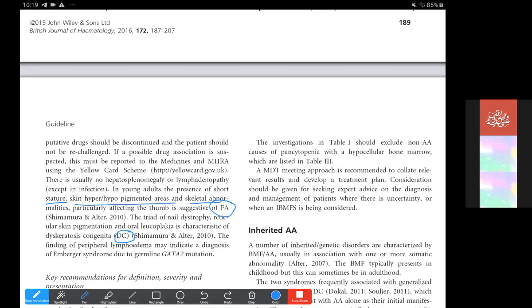And this is like the findings triad for Fanconi anemia, and the triad for dyskeratosis congenita involves mostly skin plus mucous membranes and nails. So there is nail dystrophy, oral leukoplakia, and in the skin there is reticular skin pigmentation. And along with this, if on examination of the peripheral limbs there is lymphadenopathy, then this may indicate Emberger syndrome due to a germline GATA2 mutation.